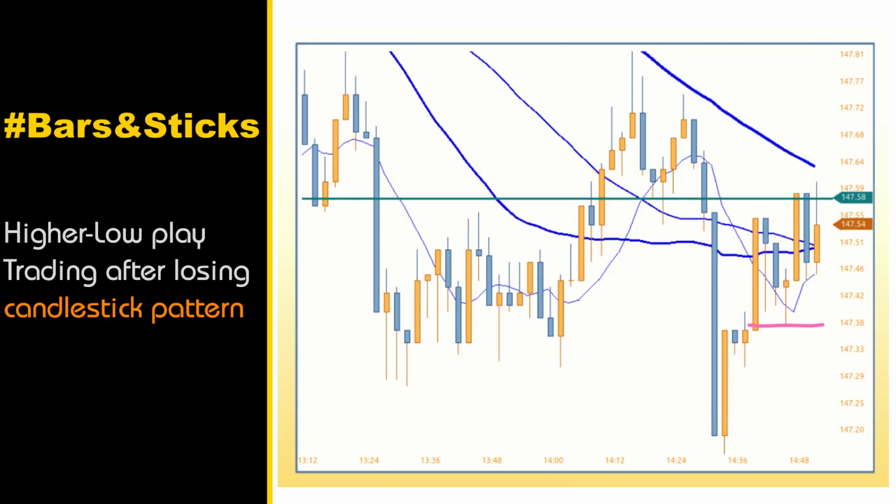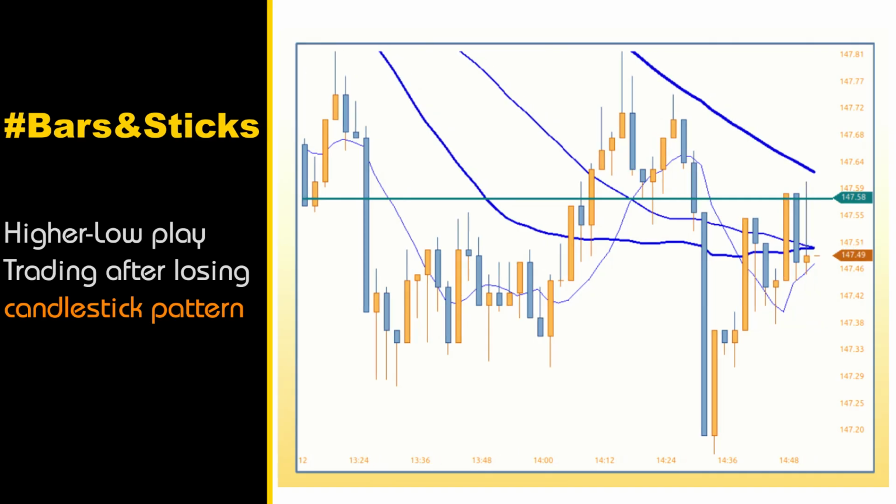This area created a lower high, or a higher low, I mean. This was a higher low. And here's a bottoming tail. So as this began to move up, I bought above that high right here.